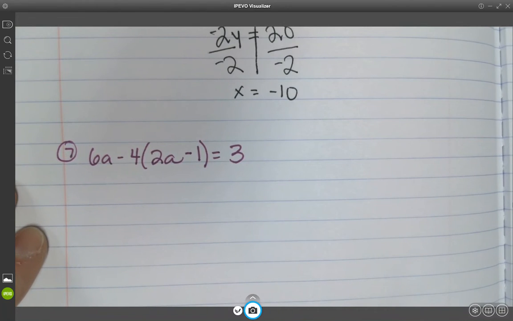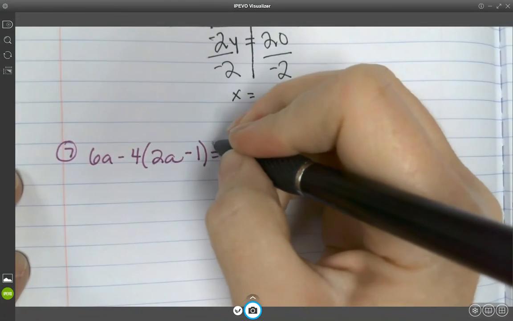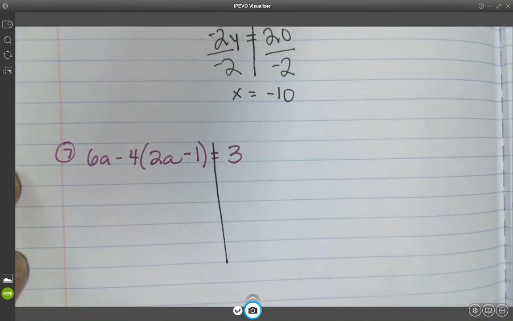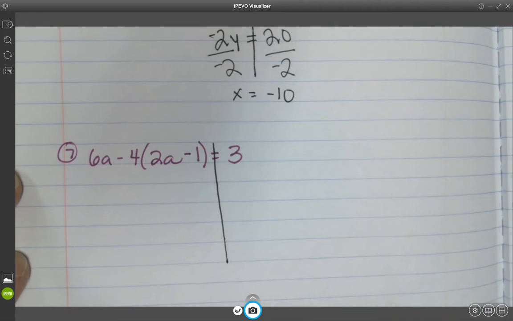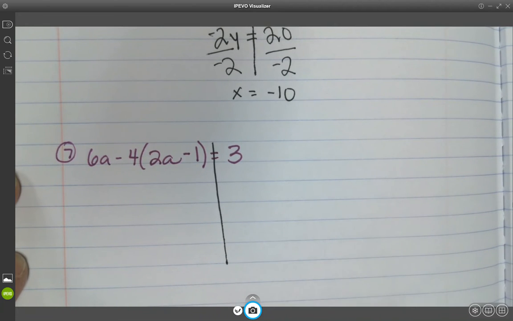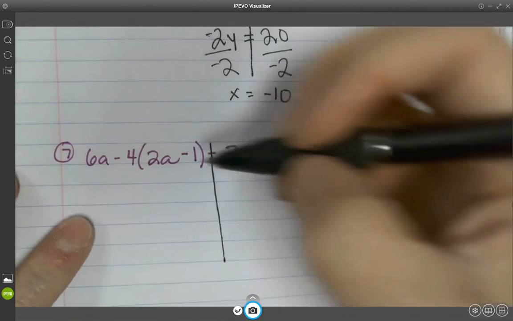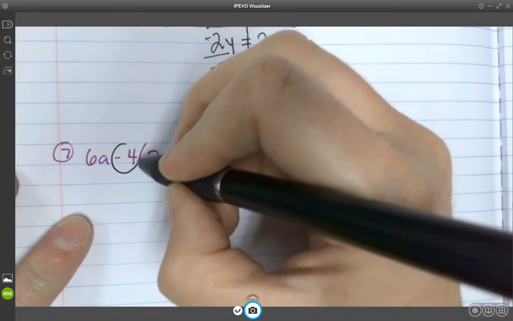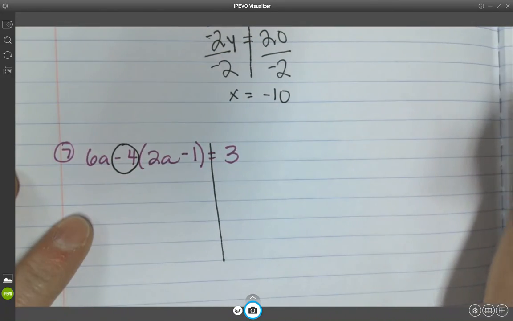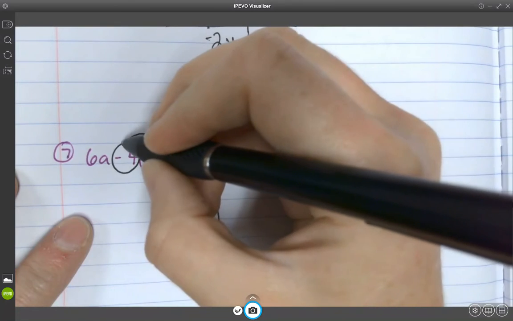It's example 7. 6a minus 4 parentheses 2a minus 1. Close the parentheses equals 3. So I need to simplify the left side by itself. I have this -4 out in front of the parentheses. So I need to distribute it.